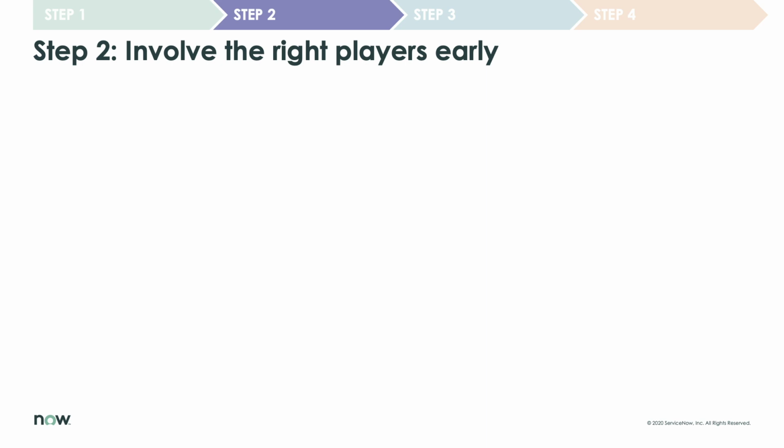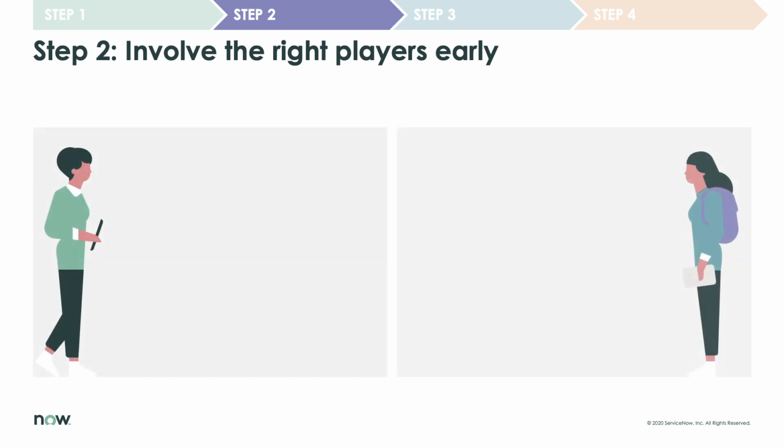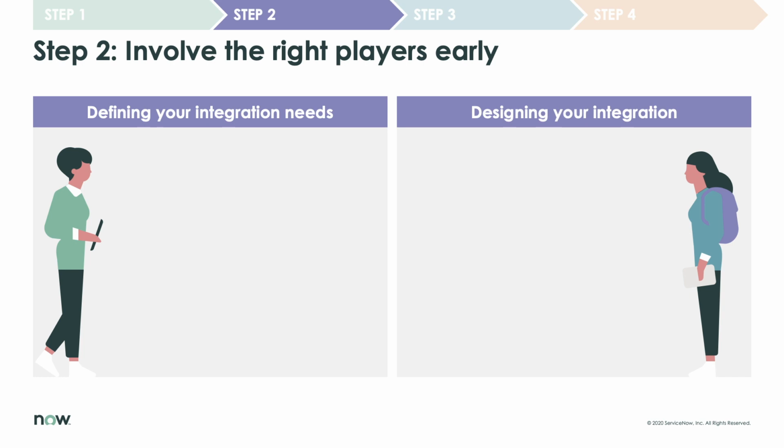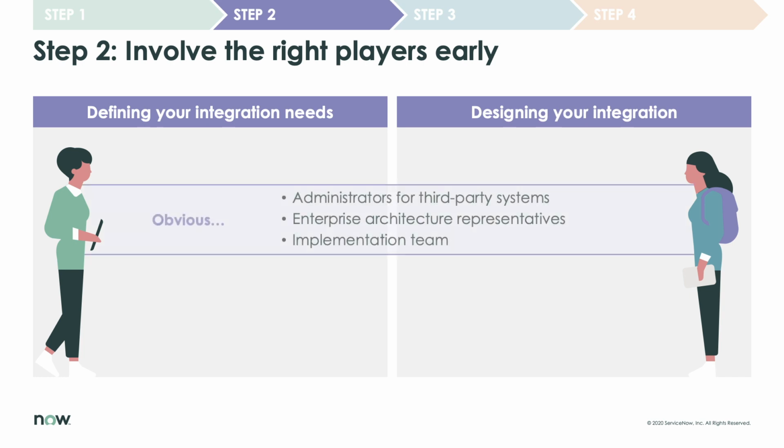The second step is identifying who needs to be involved. You need the right stakeholders for two reasons. First, to define the integration needs for the business. And second, to support the design and implementation of the integration. Your core team will include system admins, integration experts in your org, EA reps, certified partners, and ServiceNow teams.